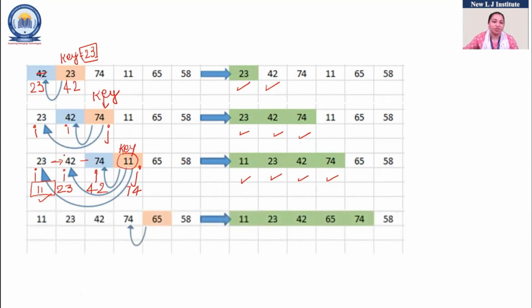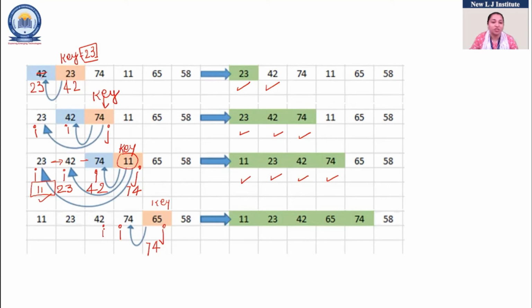Now in next iteration, the unsorted elements we are left with are 65 and 58. So this is my current key. This is my jth index and I will always be j minus 1. So currently my I will be pointing at 74. So as 74 is greater than 65, 74 will be shifted at right. Okay, now again we will decrement I by 1. So I will be pointing over here.